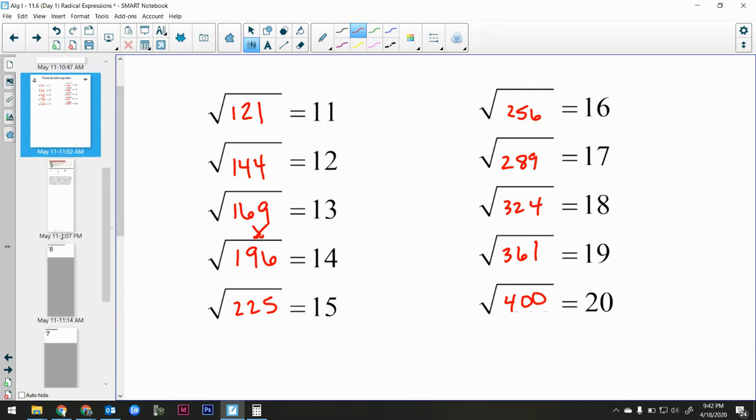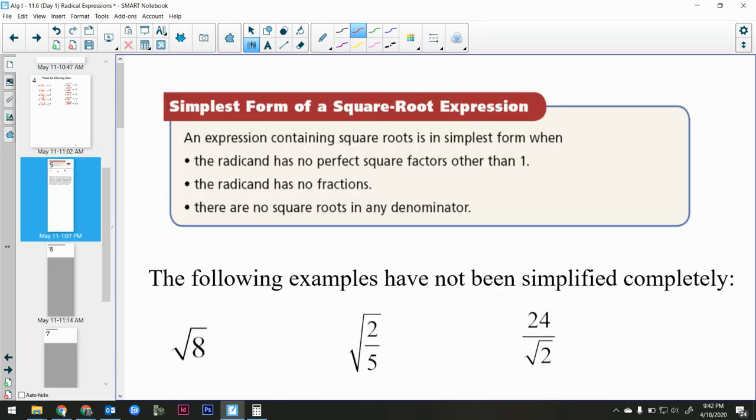Okay. Now, when I ask for the simplest form of a square root, I'm asking for an expression containing square roots in simplest form when the radicand, thing underneath the house, right, has no perfect square factors other than 1. So you basically have to divide out any perfect square that's in here. Okay. The radicand has no fractions. You can't have a fraction inside here. And there are no square roots in any denominator. Right? Like if I had 1 over the square root of 2, no good. You can't have a square root in any denominator.